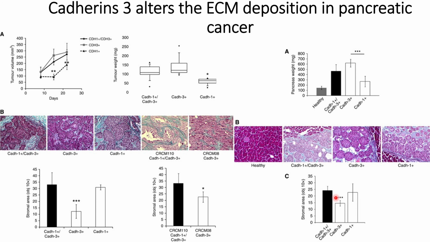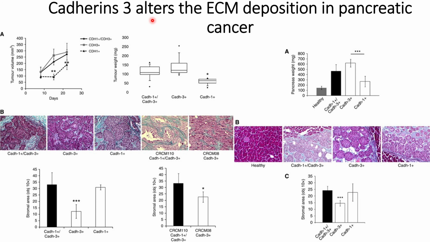So together all this indicates that Cadherin-3 plays an important role towards tumor growth or tumor progression. That is, when Cadherin-3 is absent, we see less tumor growth and tumor progression. Whereas Cadherin-1 plays an important role towards these ECM depositions.